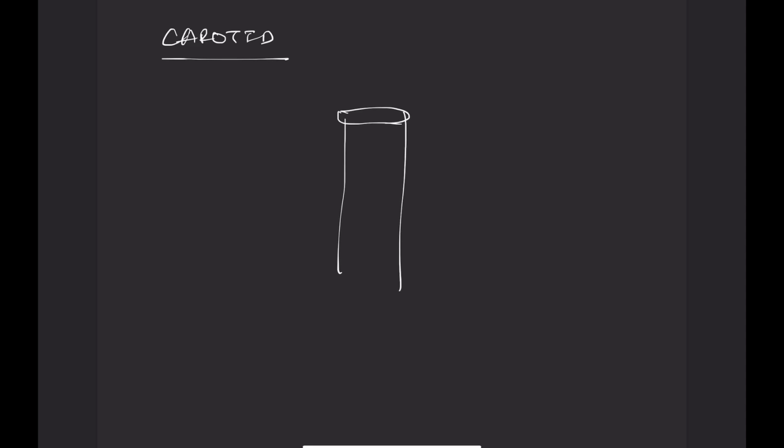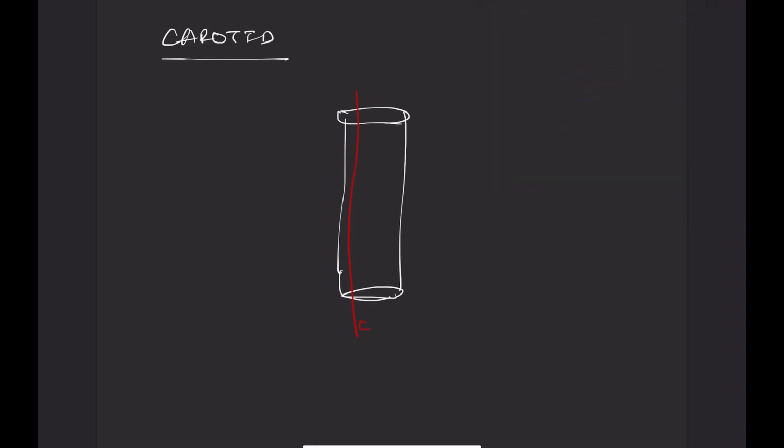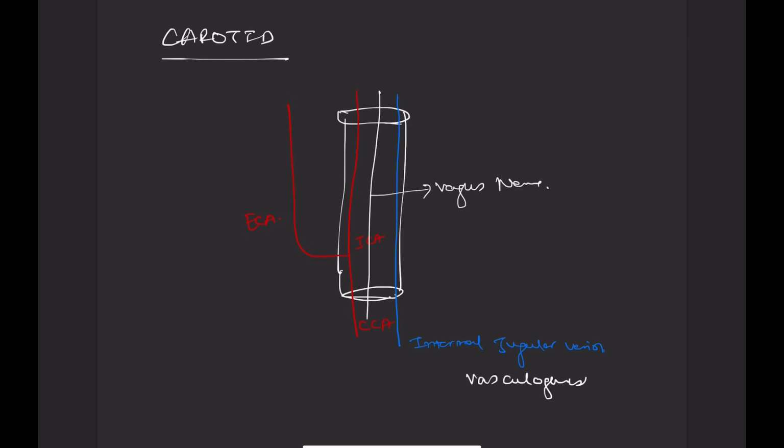Now coming to the carotid sheath. In the carotid sheath, which you have to remember, the artery is the common carotid artery. This is the internal carotid artery, and it gives a branch here. This is called the external carotid artery, and here is the internal jugular vein, and the nerve which is present here is the vagus nerve. Okay, this internal jugular vein comes from vasculogenesis.